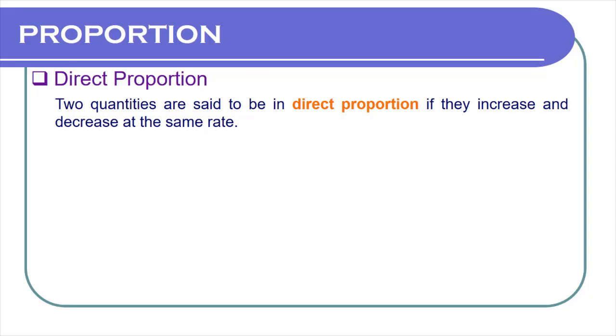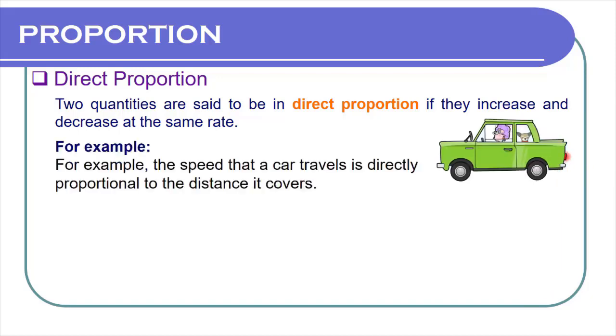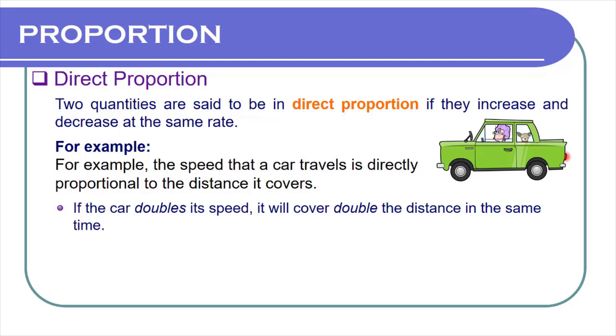Two quantities are said to be in direct proportion if they increase and decrease at the same rate. For example, if we compare speed and distance, it means that the speed a car travels is directly proportional to the distance it covers. Thus, if the speed is increased, then the distance that the car covers also increases.